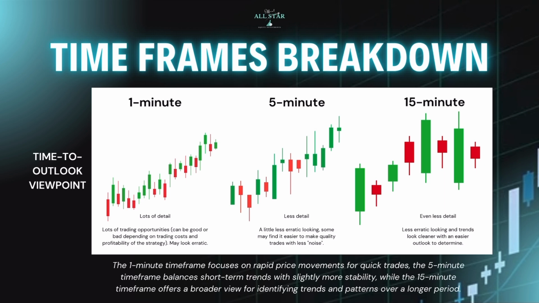So moving over to the 5 minute time frame, this provides a balance appealing to day traders who want to take advantage of short-term trends while still allowing for a bit more stability than the 1 minute chart. Now, with this time frame, it reduces what's known as market noise, making it easier to identify clearer support and resistance levels. And traders often look for setups like breakouts or reversals that may last for a few minutes up to a couple of hours with the 5 minute. Now, this one does provide a little less detail, but it also looks a little less erratic, simply because the candlesticks are going to be on a larger time frame.